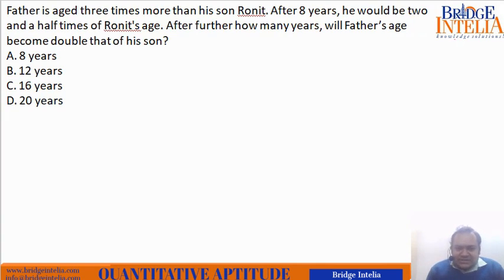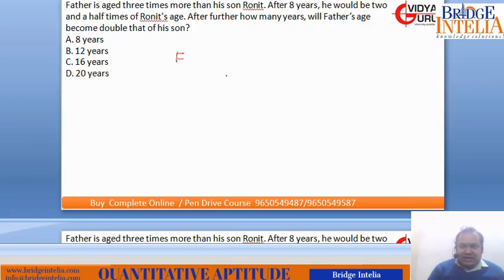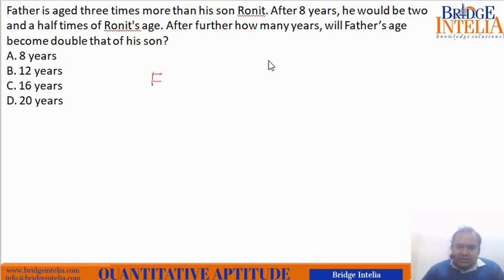So the next question is: father is aged 3 times more than his son Rohit. After 8 years, he would be 2.5 times of Rohit's age. So what is being told to us is that as of today, father is aged 3 times more than his son. So let's call them father and son: father F, son represented by S.